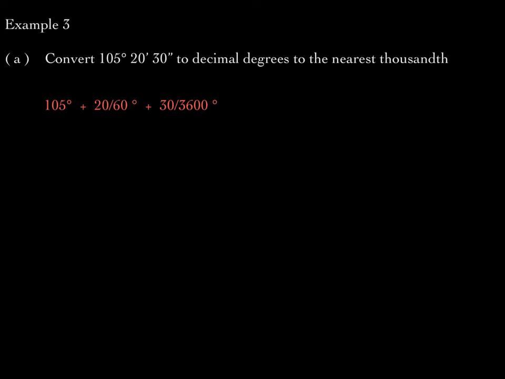So 105 degrees is 105 degrees. Now here, 20 minutes is equivalent to 20 over 60 degrees. Remember that every 60 minutes equals 1 degree. So that's why we're dividing 20 minutes by 60 in order to get its representation as far as decimal degrees is concerned. Now seconds, remember that 3,600 seconds makes a degree. So 30 seconds will be divided by 3,600, and that'll give me my portion as far as degrees are concerned.